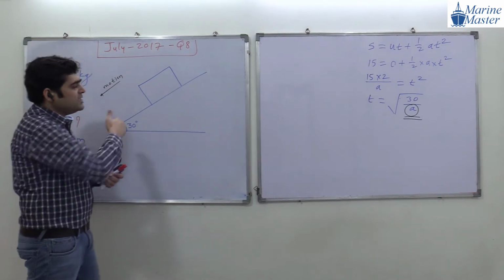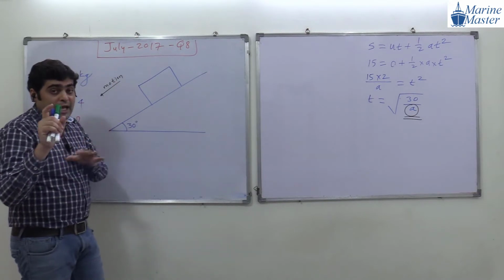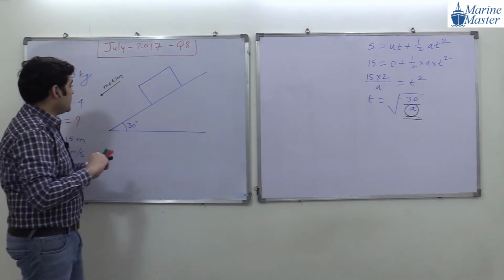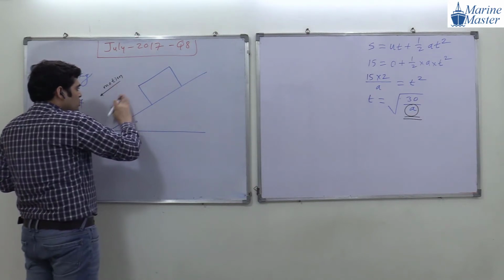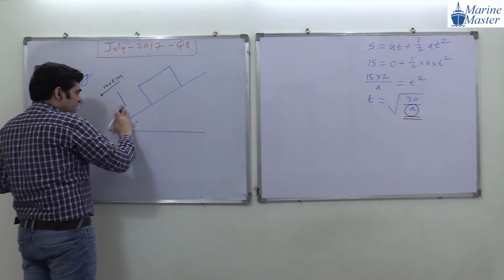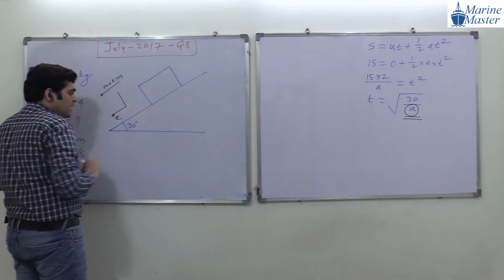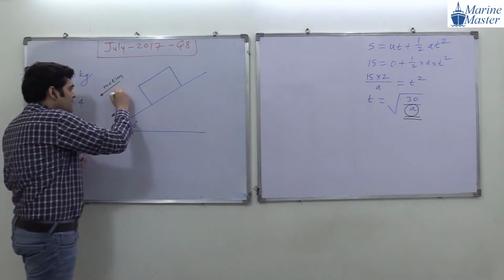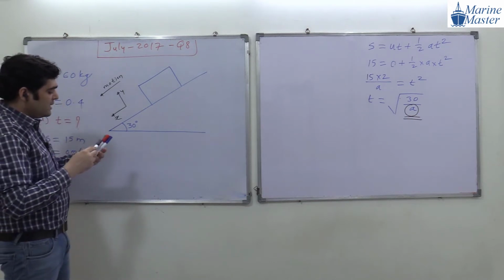Here, motion is in which direction? As usual, we first draw x and y directions. How to draw them? X is in the direction of motion. We studied these things in the friction chapter. X is always along the plane in the direction of motion. And what about y? Perpendicular. Now what are the forces that will act here?